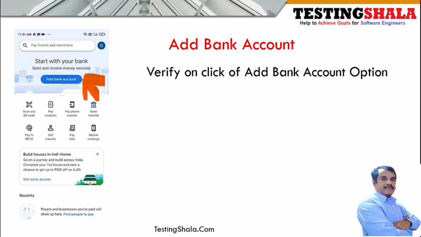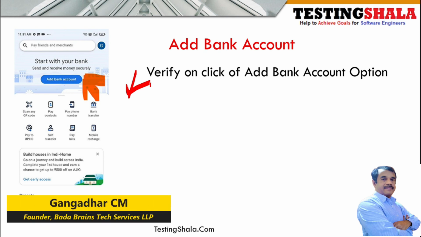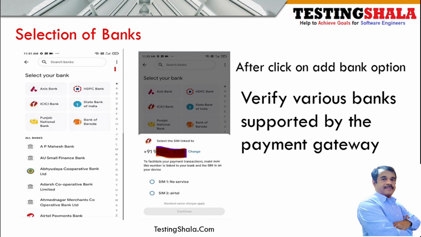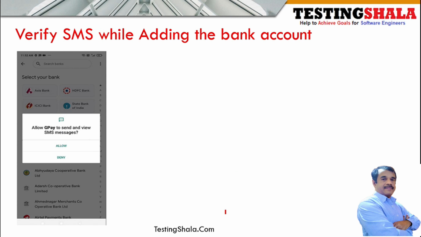Then the next feature we will test in Google Pay is how to add a bank account into Google Pay, because in order to perform a transaction we require a bank account. Google Pay provides an add bank feature, where if I click on it, it should take me to the next page where I get the list of banks. Based on that, if I select a particular bank, it should have the same number as in your SIM. It will also verify that using SMS while adding your bank account.